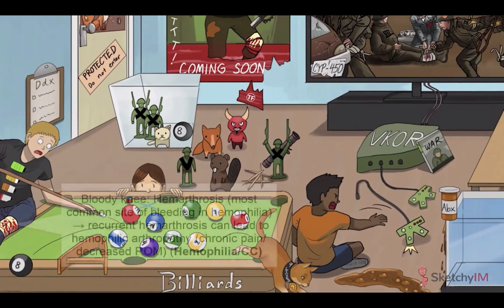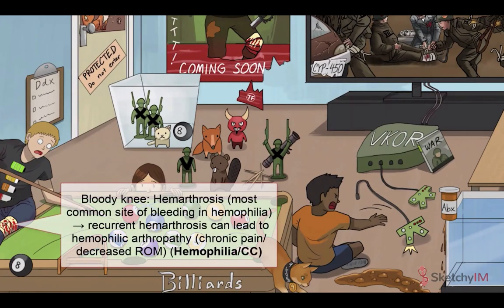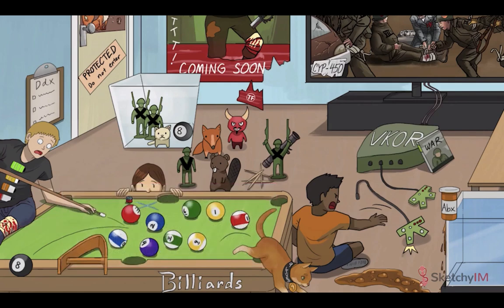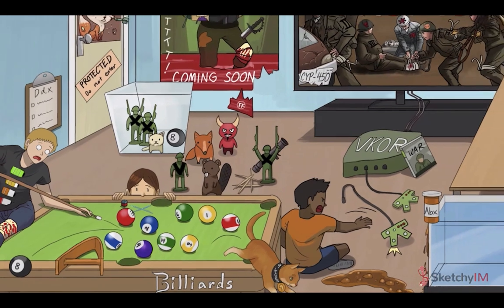The most common site of bleeding in patients with hemophilia is into the joint space. That's hemarthrosis, my friend. And just poor billiards etiquette. Hemarthrosis can cause joint pain. Recurrent hemarthrosis over time can lead to hemosiderin and iron deposition in the joint space, causing a fibrotic process called hemophilic arthropathy. This presents with chronic joint pain and decreased range of motion.